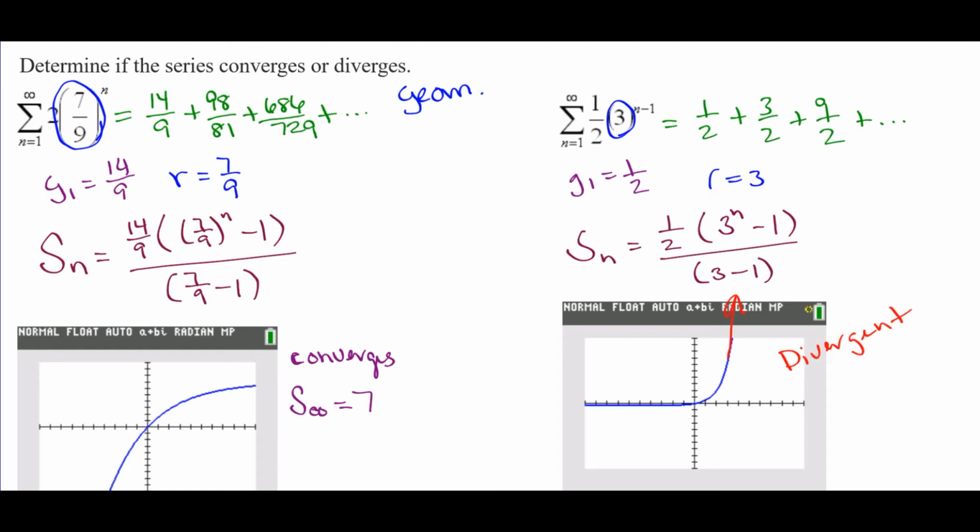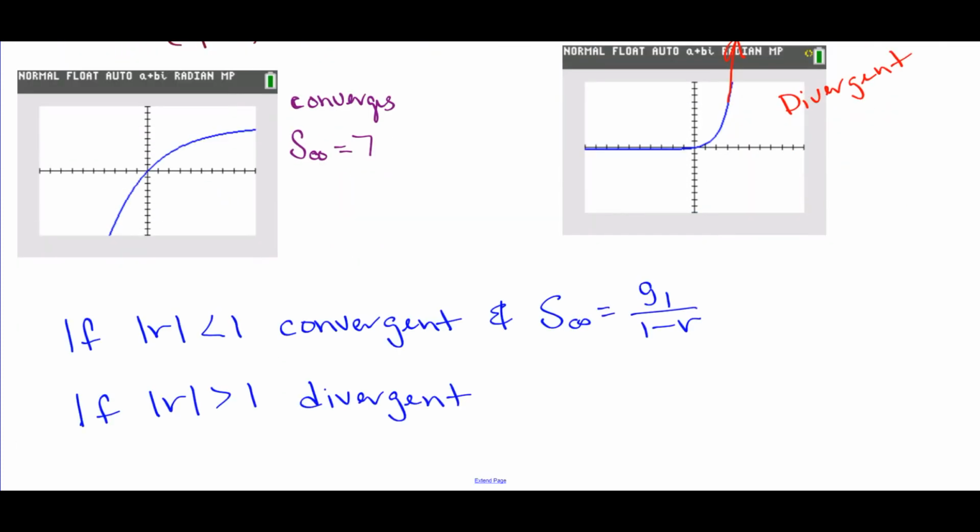So here I had a geometric, one was convergent and one was divergent. The key to these is to look at your r value. Over here, the key is that the absolute value of r is less than 1. And over here, the key is that the absolute value of r is greater than 1. So if my absolute value of r is greater than 1, then it's divergent. If my absolute value of r is less than 1, then it converges, and then we actually have a formula to figure out that convergence.